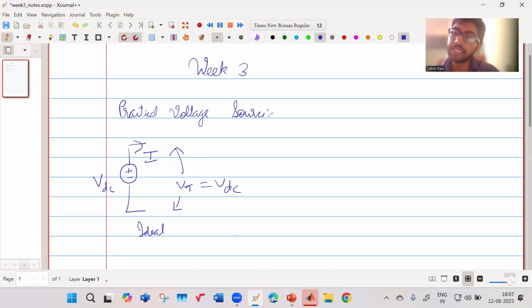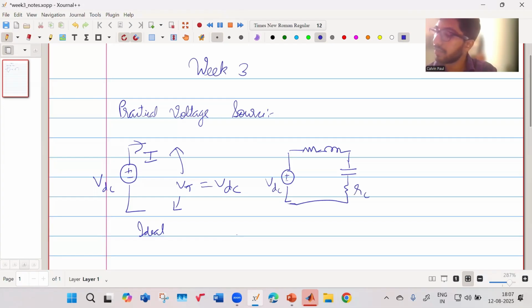But in a practical case, there's resistance, there's parasitic inductance, there's parasitic capacitance, and they might be distributed, etc. But what we do is we lump them. So when we lump them, we represent it as follows. This is your VDC. There's parasitic resistance, parasitic inductance, your parasitic capacitance, and some ESR of the capacitor. This is your LF, this is your RL. And this is your terminal voltage.